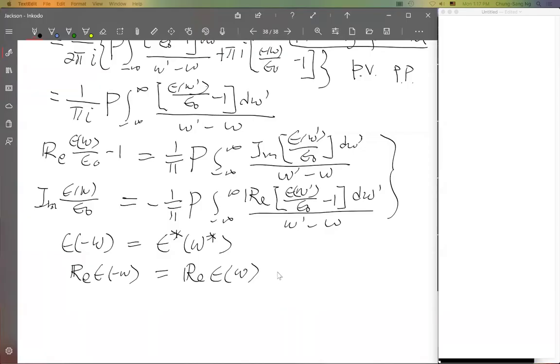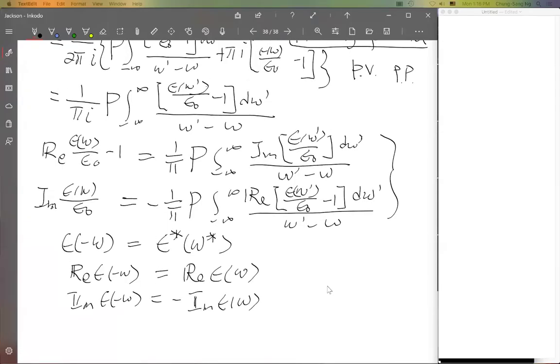And you can do the same thing with the imaginary part of epsilon minus omega. When you take the imaginary part of a complex conjugate, you get a negative sign. So negative sign times the imaginary part of epsilon omega. So this means that the imaginary part of epsilon is an odd function of omega. So this means that if you do a power expansion, it will involve only the odd powers of omega.